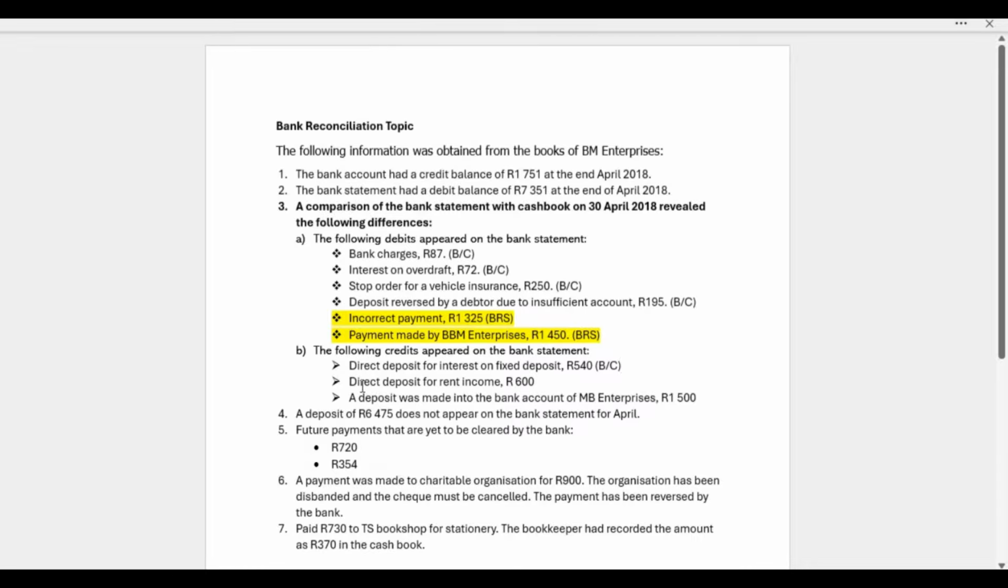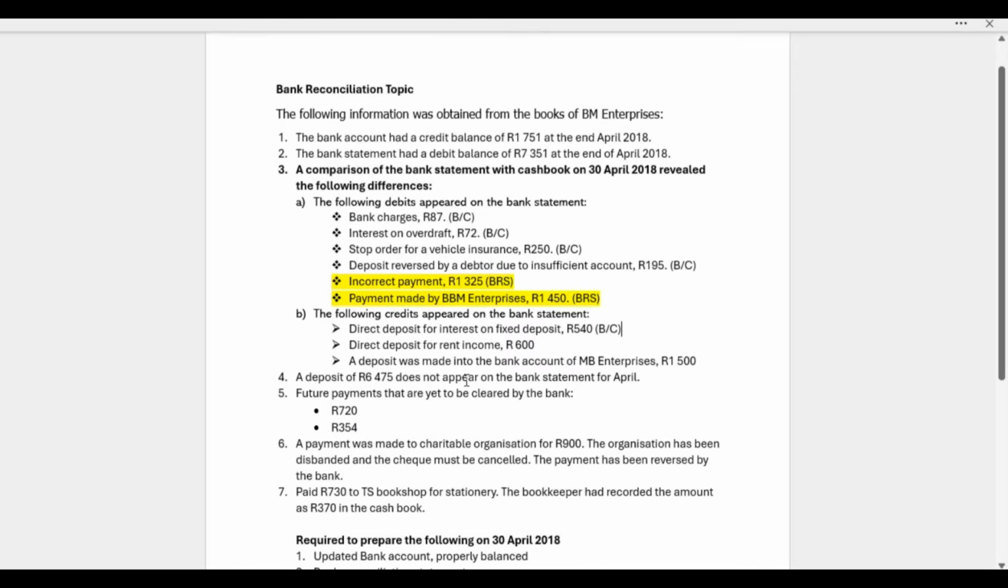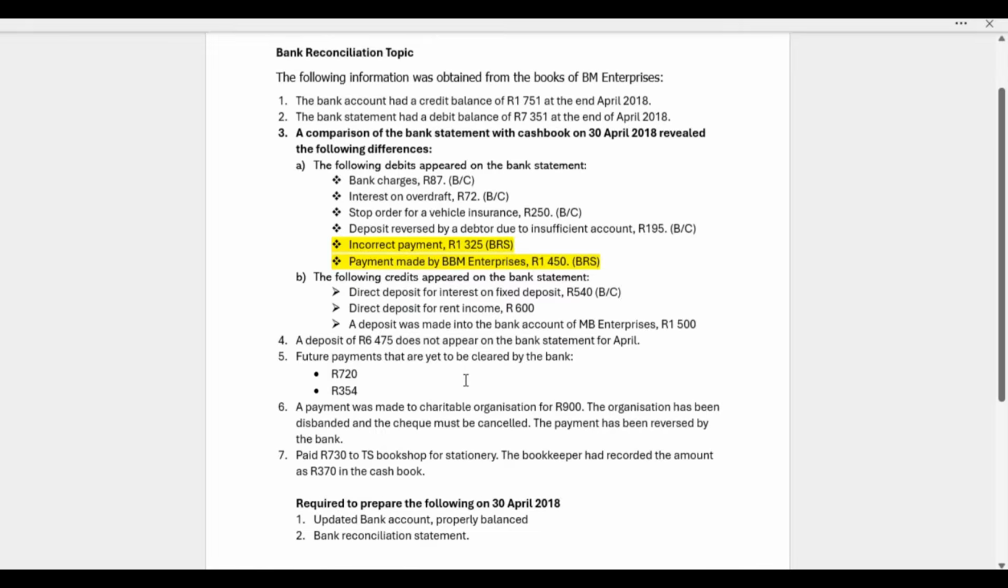The next transaction says there was a direct deposit for rent income. A direct deposit for rent income should appear in the bank statement, but it is not appearing in the bank account. So we need to go and fix this in the bank account. We need to make sure that it appears in the bank account, you see now.